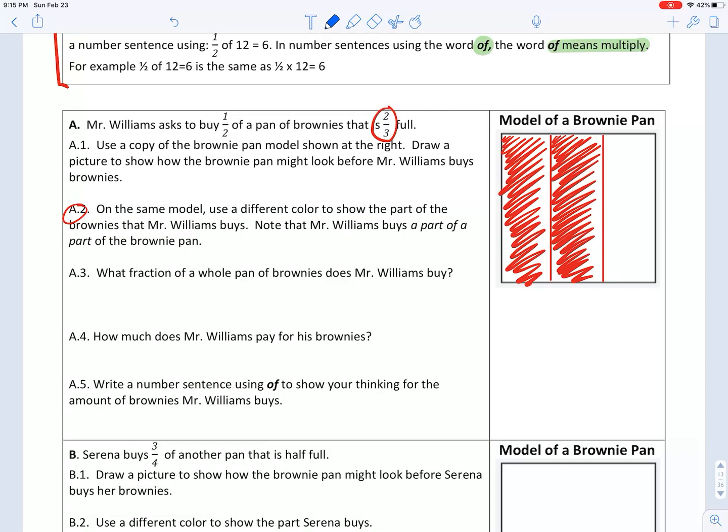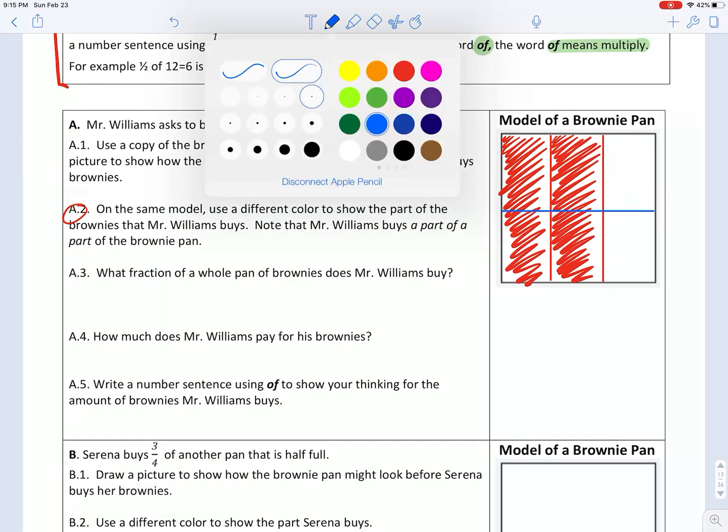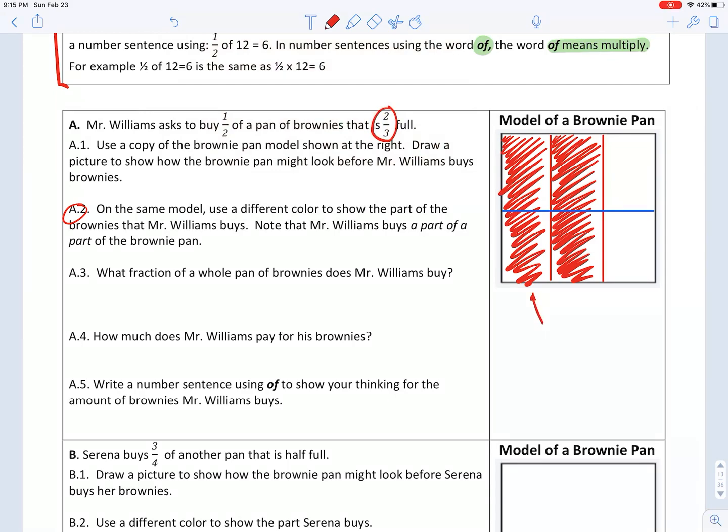So I'm going to use blue here. I know that Mr. Williams wants to buy half of a pan of brownies, right? So I'm going to split my brownie pan into halves, except this time, instead of going up and down or vertically, I'm going to split my brownie pan in half going sideways or horizontal, just like that. So looking sideways, you can tell that I'm splitting my brownie pan in half. And if you look vertically, going up and down, you can see that I'm splitting my brownie pan into thirds.